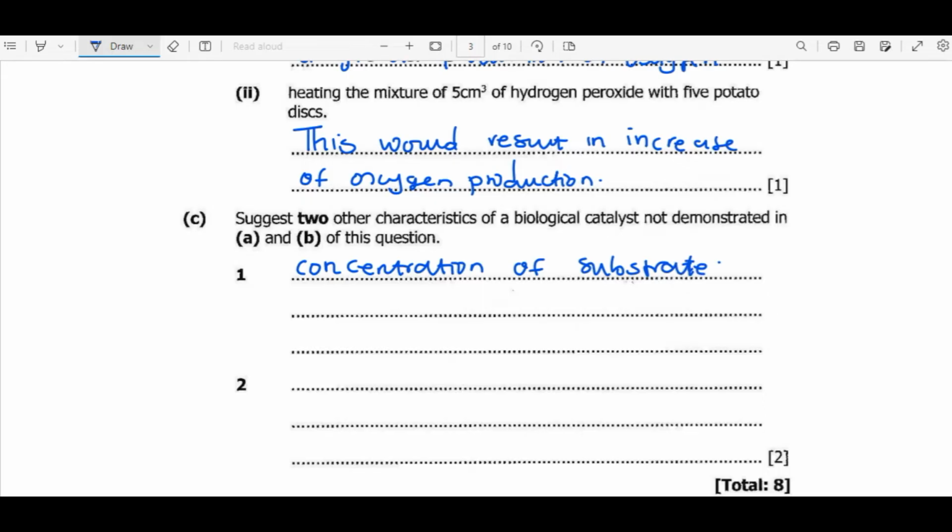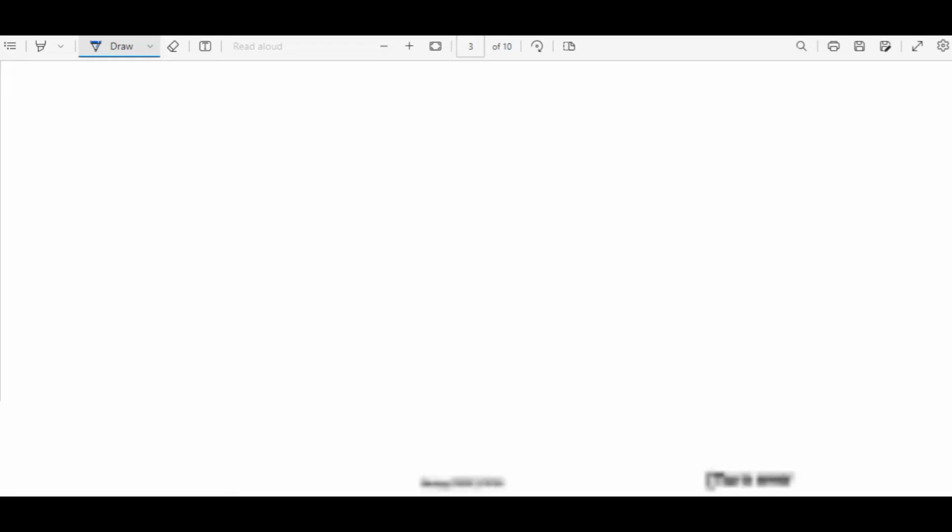Then apart from that, we can also look at pH. We've not looked at pH, even though enzymes are proteins in nature.